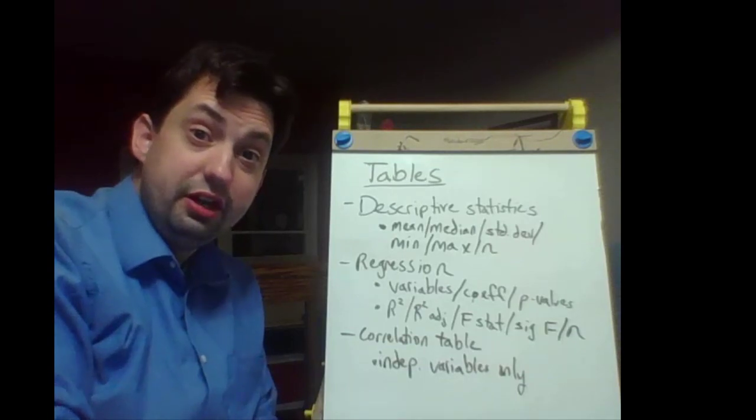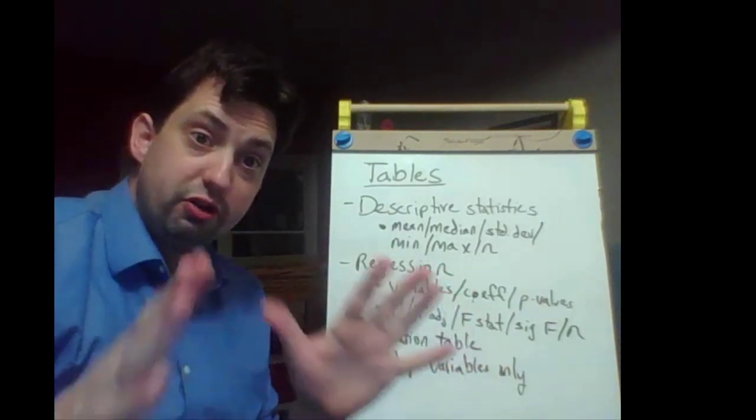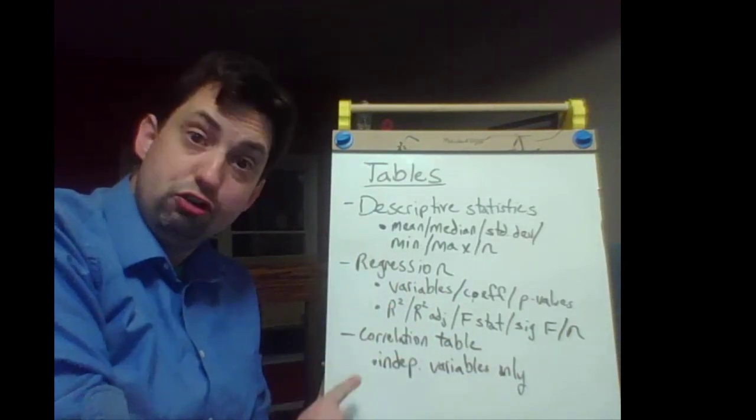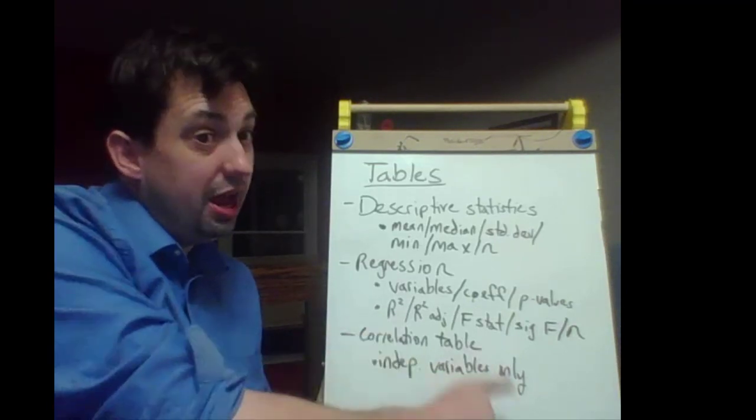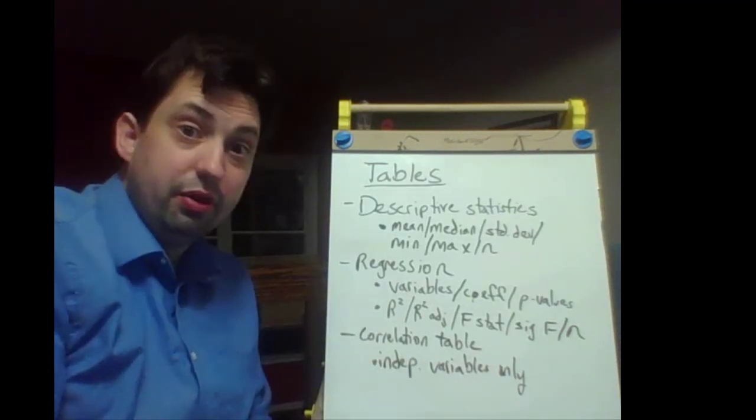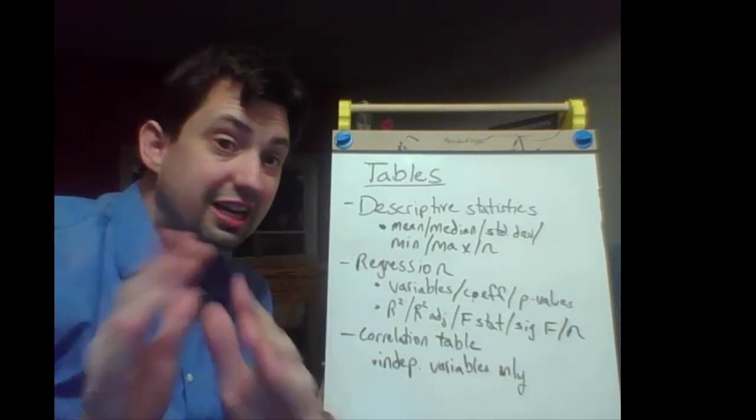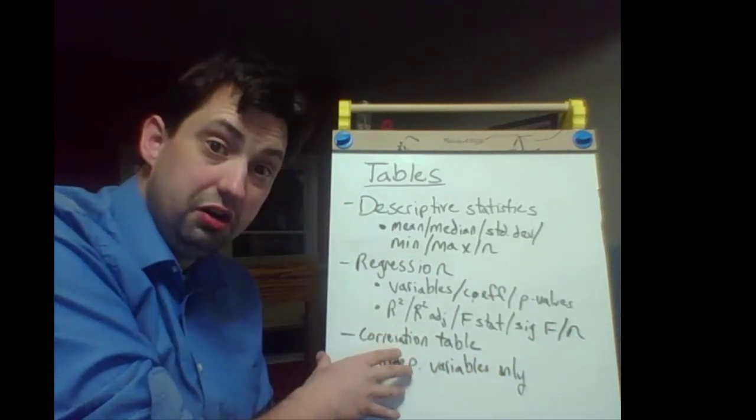Because multicollinearity only deals with a high correlation among your independent variables, do not include your dependent variable in your correlation table. If you do, it looks like you don't know why you have your correlation table there in the first place. Multicollinearity is only about the independent variables, not about the dependent one. So don't put the dependent one here.